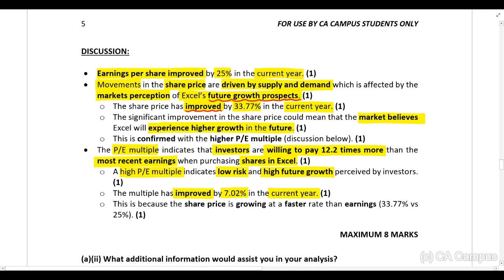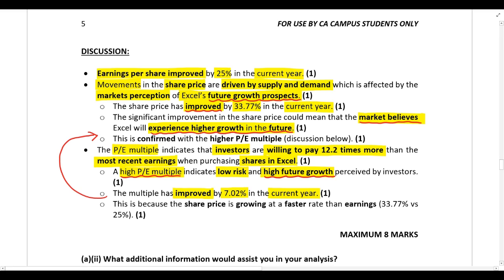We said the reason why the share price has improved so significantly is probably because the market or investors believe that the company is going to experience high growth in the future. And this is also confirmed now with the high price earnings multiple, because a high price earnings multiple either indicates low risk or high future growth. So the fact that their share price is increasing very significantly, and also the price earnings multiple is increased, indicates that investors expect the company to have higher growth in the future.